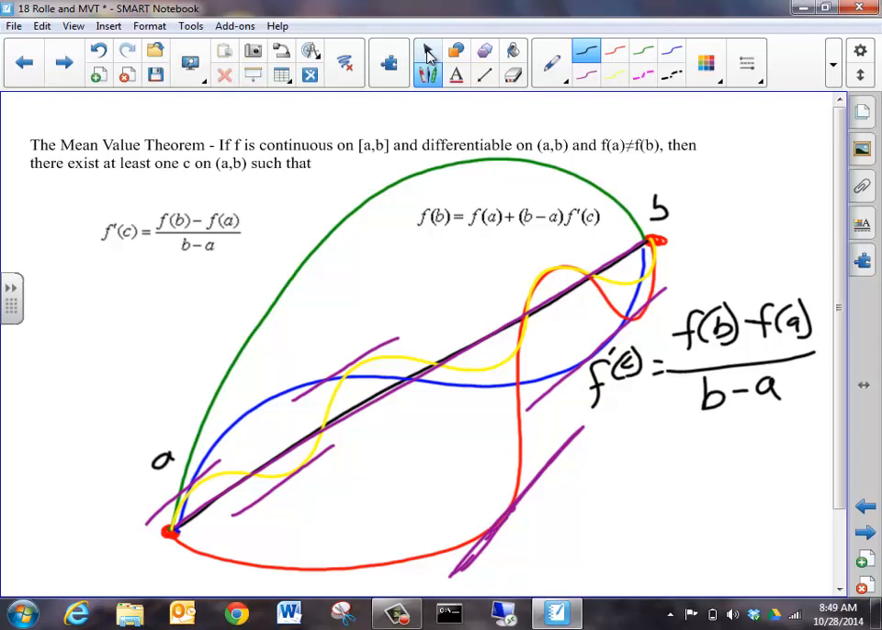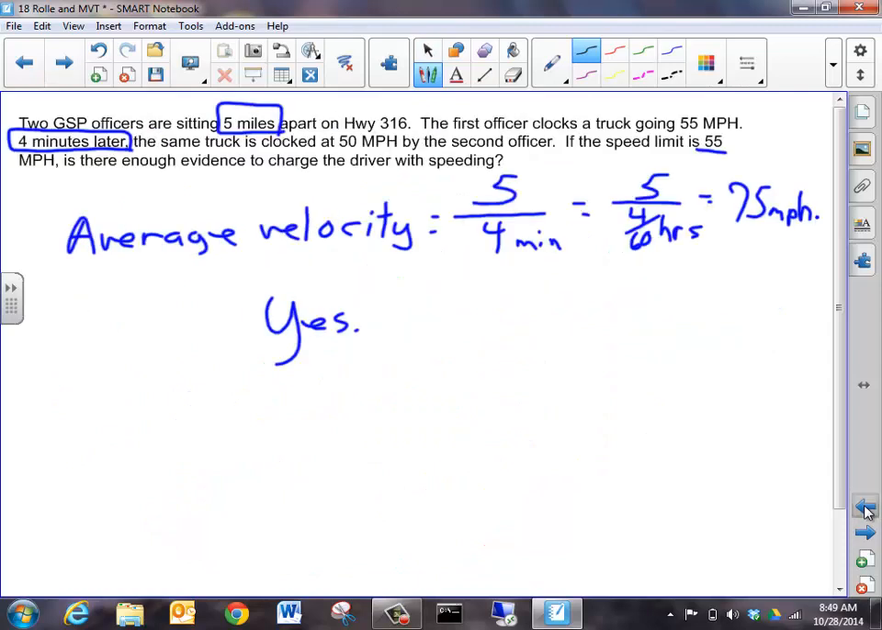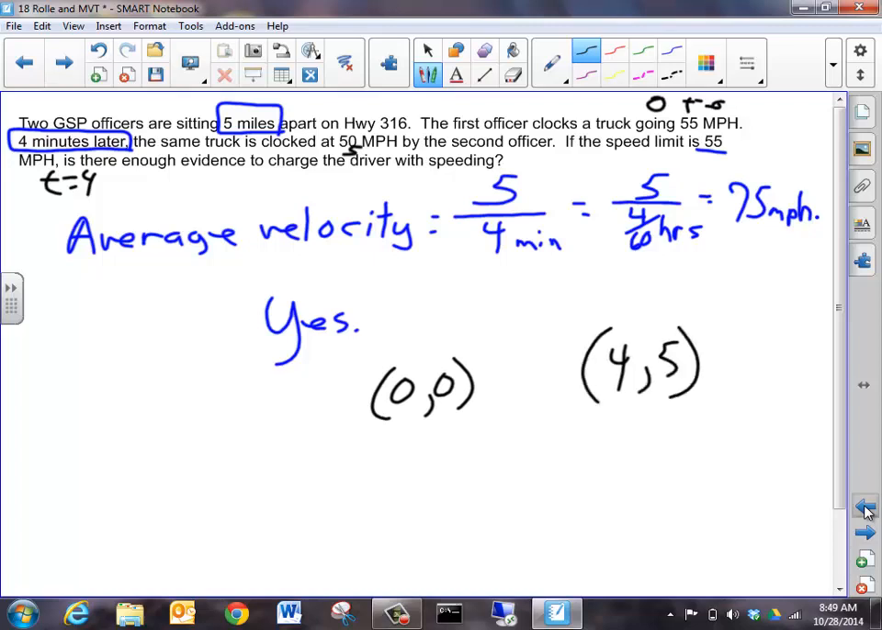Didn't we use MVT at the start of the day? Didn't this use MVT? Because he started off at the place of zero. He ended up at a place of 5 miles away. He started off at T equals zero. He ended up at T equals four. So there's our A. Our initial point would be 0, 0. Our end point would be 4, 5. And we did 5 minus 0 is 5, 4 minus 0 is 4. So MVT is how we determined that this was actual speeding there.